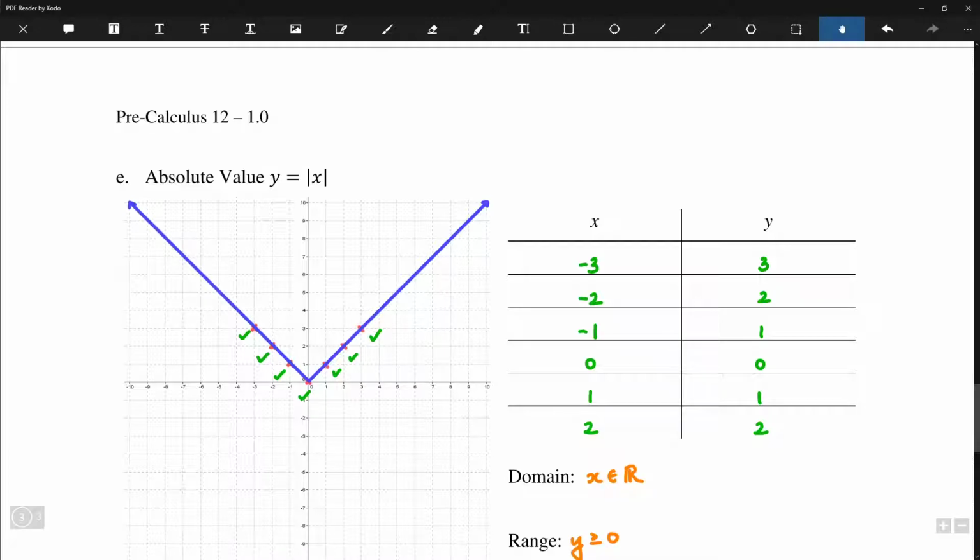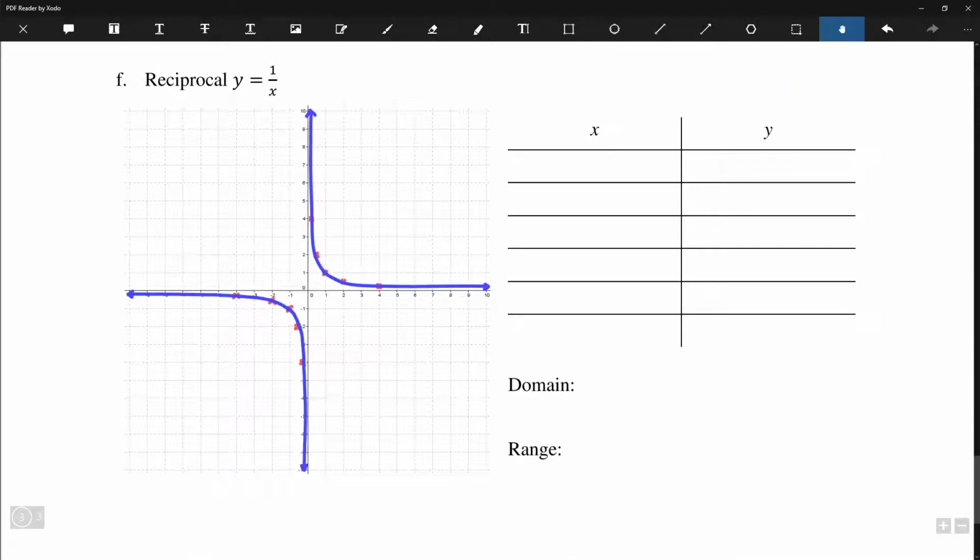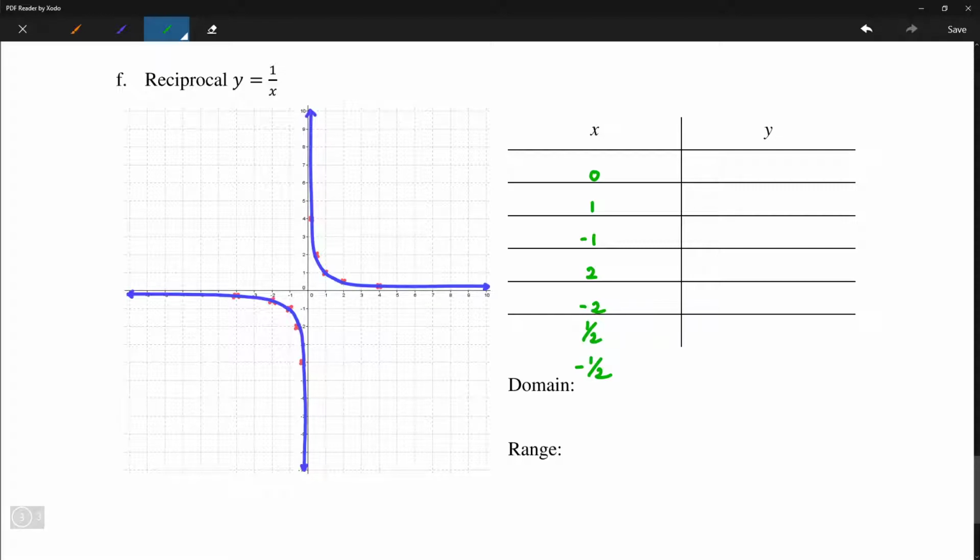Okay, finally, the last graph for today is the reciprocal function, y equals 1 over x. This one is a little bit different, so let's set up with 0, 1, -1, 2, -2, and a couple of extra points to make it make more sense. The reciprocal of 0, 1 over 0, will be undefined. As you can see, there's no point where x is equal to 0.